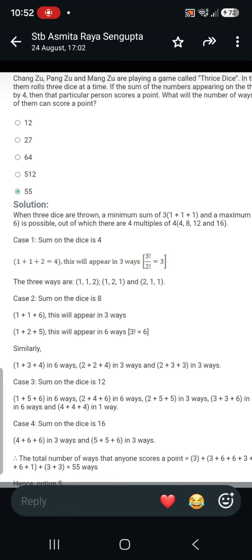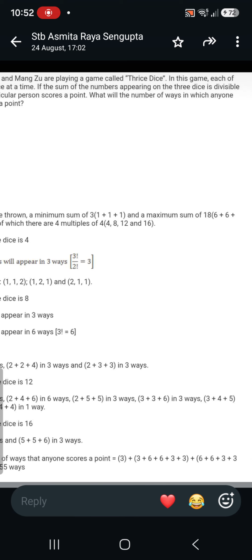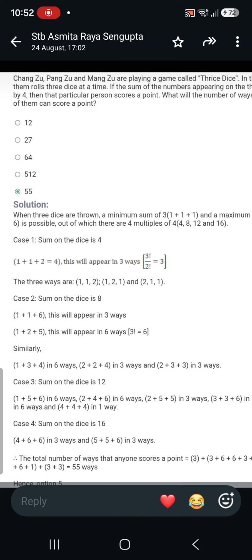So now we can look at the total number of ways of getting 4, 8, 12 or 16. Just like we saw, the number of ways of getting 4 will be 3 ways. Then the number of ways of getting 8 will be 3 plus 6 plus 6 plus 3 plus 3. The number of ways of getting 12 will be 6 plus 6 plus 3 plus 3 plus 6 plus 1, which we have already done. And the number of ways of getting 16 will be 3 plus 3, 6 ways. Total, if we add up, we get 55 ways.